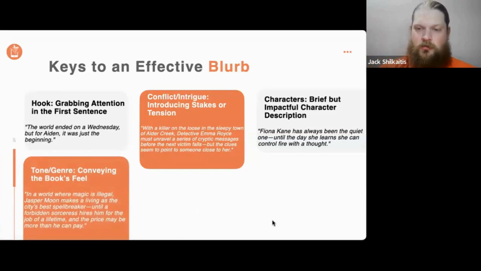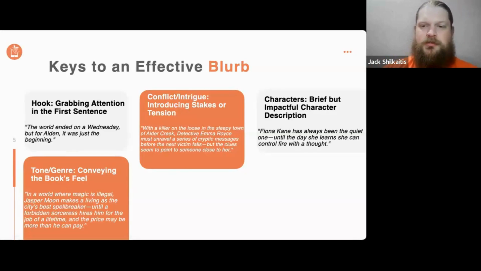Now we want to convey tone and genre. How does the book feel? Right? So in a world where magic is illegal, Jasper Moon makes a living as the city's best spellbreaker until a forbidden sorceress hires him for the job of a lifetime, and the price may be more than he can pay. Right? So we're seeing here, first of all, a genre. We're mentioning magic, spells, but we're also giving maybe some hints that there's maybe some dark elements going on here, a price that's more than he can pay.